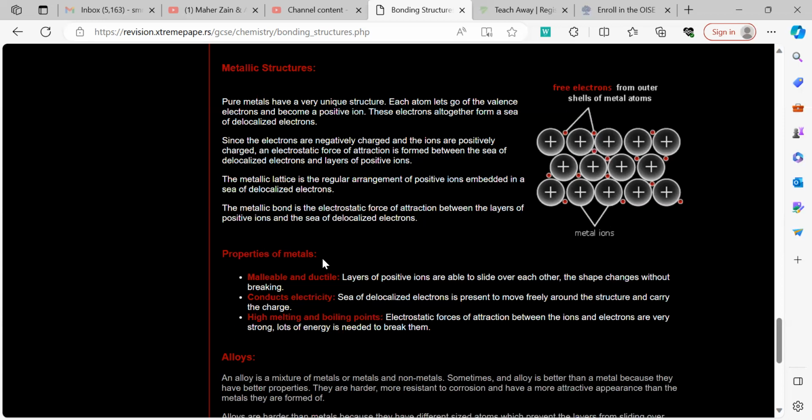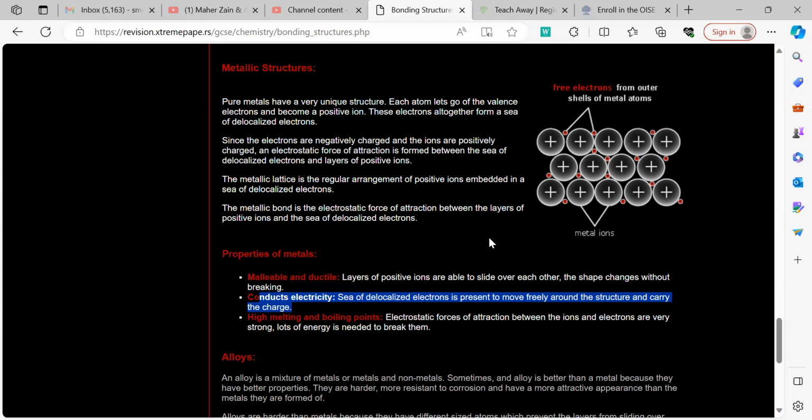The properties of metals are extremely important. Because they have freely moving electrons, obviously they conduct electricity, and due to this the metallic bonding becomes extremely strong and they have strong electrostatic forces of attraction. So they have extremely high melting and boiling points.